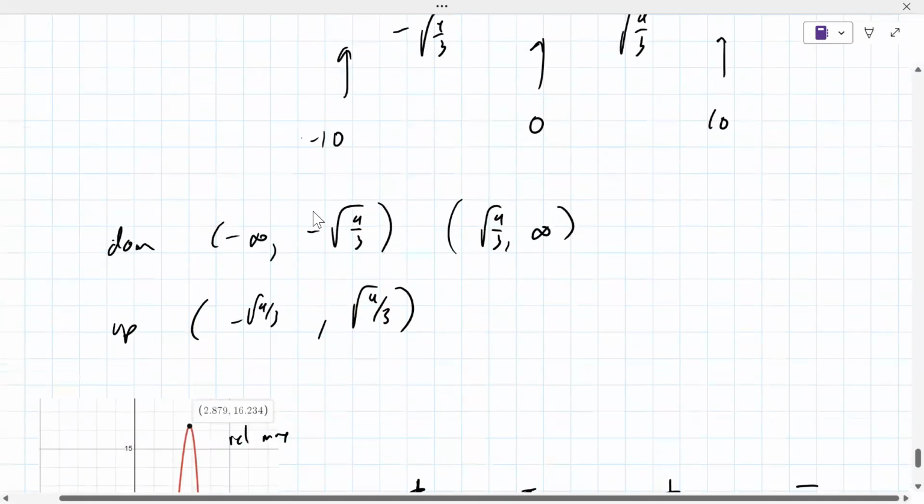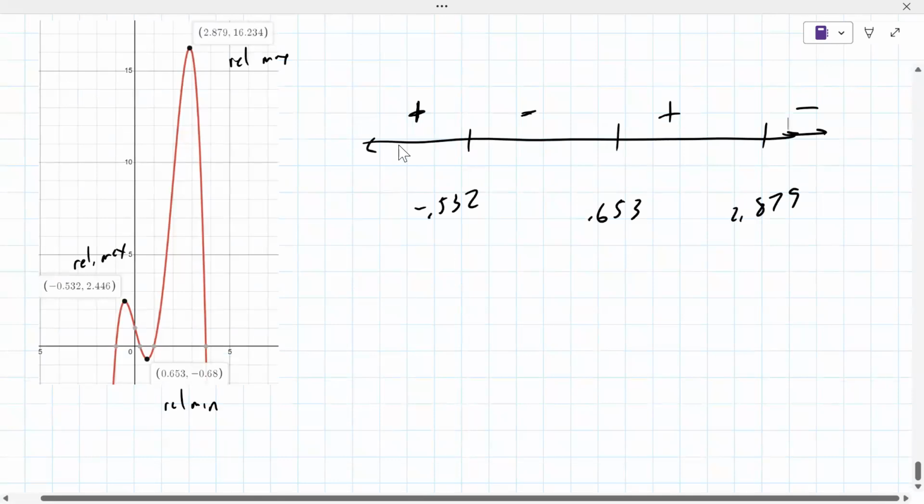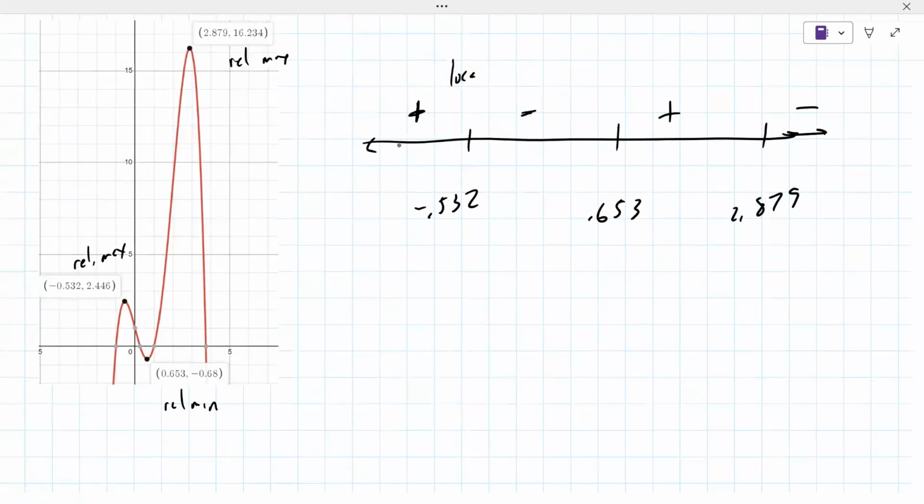Local extreme. So we already said that. If it changes from plus to minus, it's a local max. Minus to plus is a local min. Plus to minus is a local max. All right. I do think that is everything here.